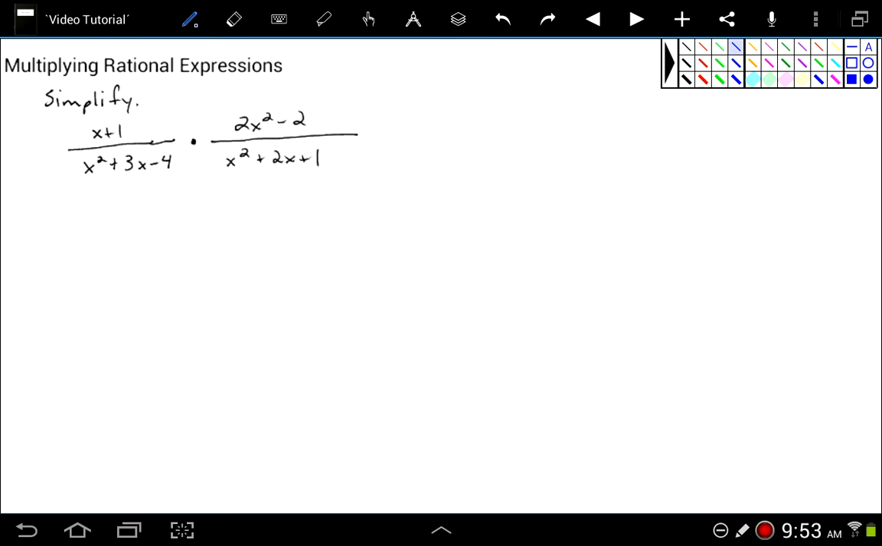So for that reason, it would be useful if we could turn these polynomials into multiplication as well. In other words, factor them if we can. Okay? So the first thing we're going to do is factor all the polynomials. And I'm going to go through it. I'm not going to talk about the factoring here. I'm just going to do it. If you need to pause and double check everything, that's fine.